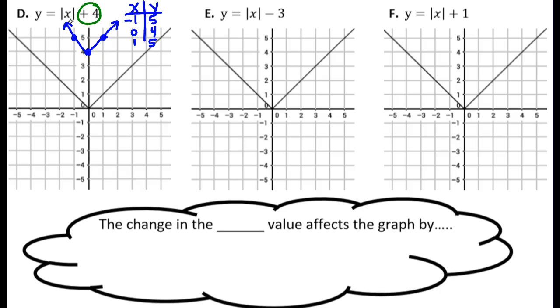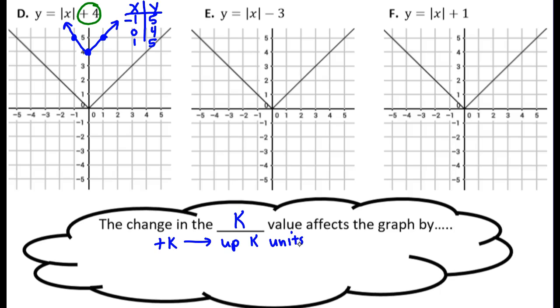Okay, so the change in the k value, k because it's on the outside, not h, h is on the inside. When k is positive, we are going to be shifting our graph up however many units. So we can say up k units. So if k is 5, we'd be shifting it up 5 units. If k was 1, we'd be shifting it up 1 unit.